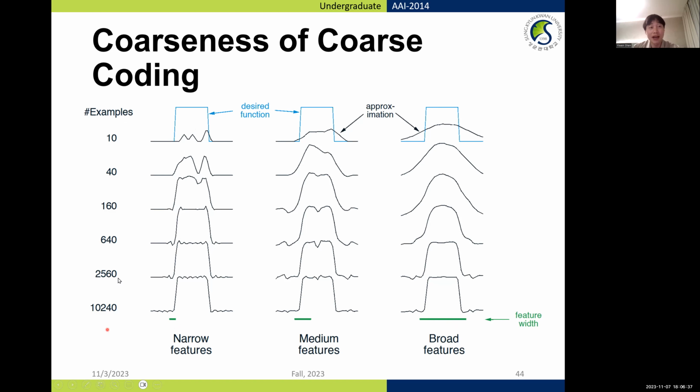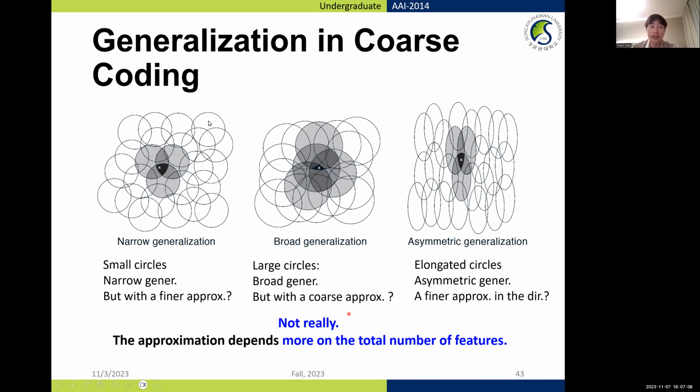Then if you run it enough, if the number of features is small, none of them will give a good approximation, right? But if you increase the number of features, eventually most of them give a similar approximation of the target, right? This is proof that the important thing is the number of circles instead of the shape or the size of the circle, okay?